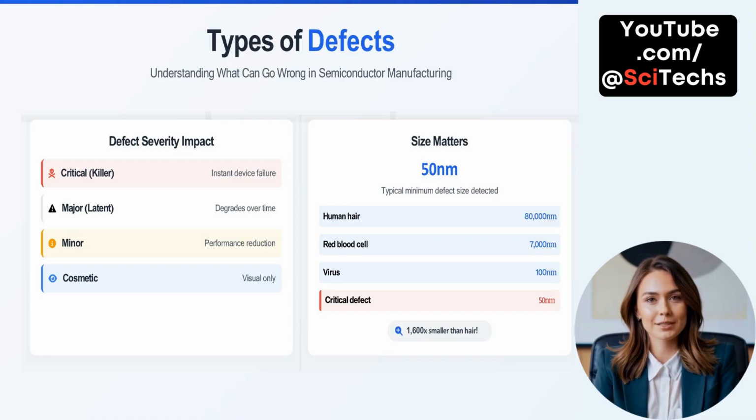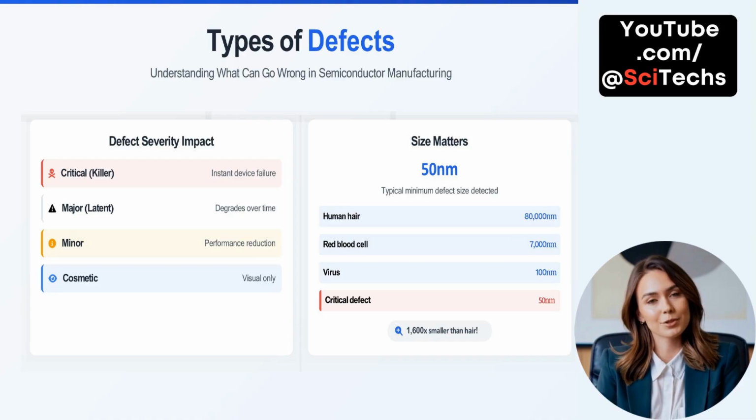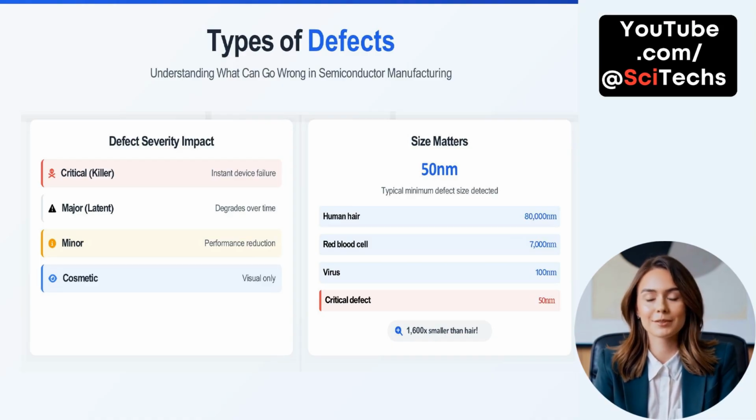Major, or latent, defects don't cause immediate failure, but degrade performance over time, potentially leading to early product breakdown. Minor defects cause performance reduction, but may still allow the device to function within acceptable limits. Finally, cosmetic defects are purely visual and do not impact the device's electrical performance, but might affect packaging or customer perception. When it comes to defects, size is a major concern.